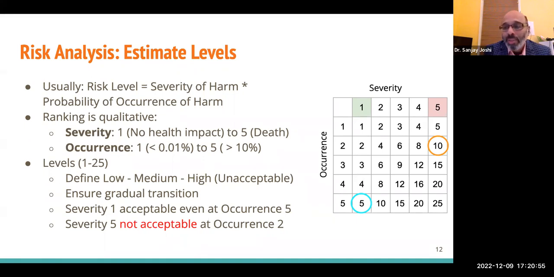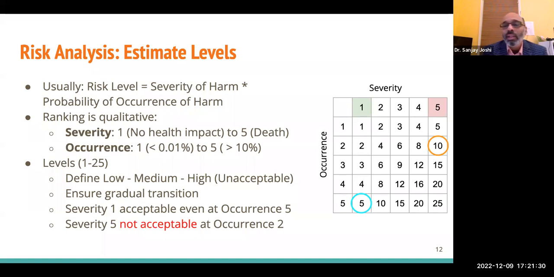Now, based on that, when you multiply these numbers, we get a matrix from 1 to 25. We are going to divide this matrix into three parts: low, medium, and high risk. The high risk is generally unacceptable. What that means is, if your risk analysis shows that even after you did everything that you could, your risk is high, either you don't ship the product, or you demonstrate that the benefits of still shipping the product are so high that they outweigh even unacceptable risk. It's rare to see that.